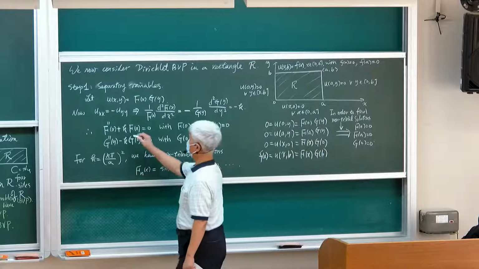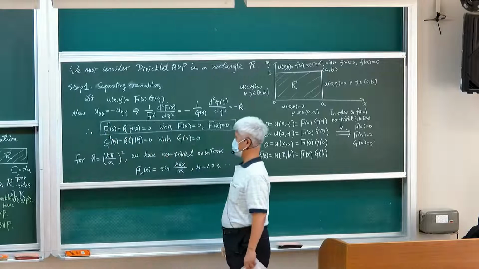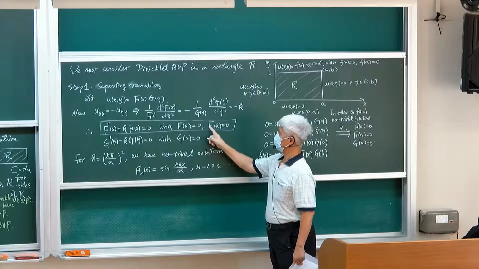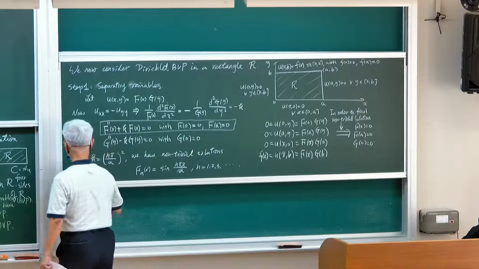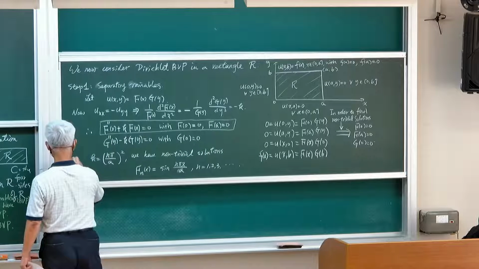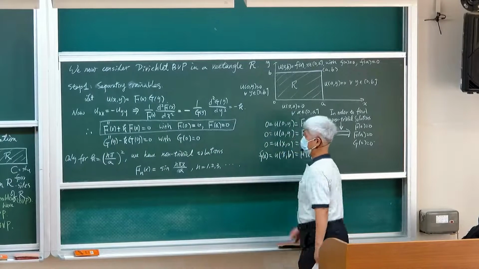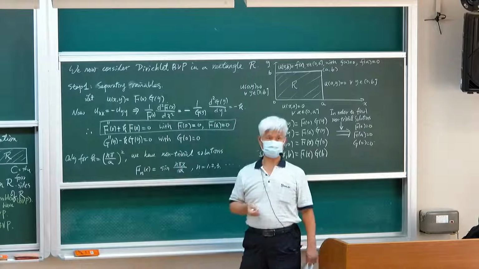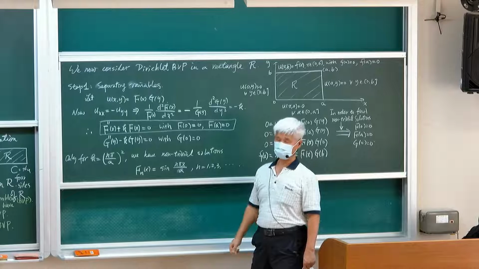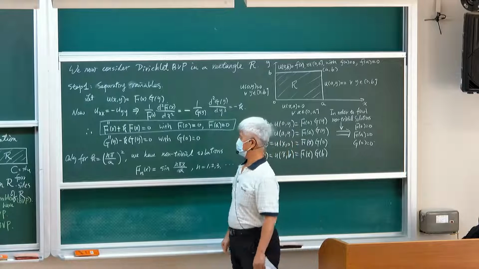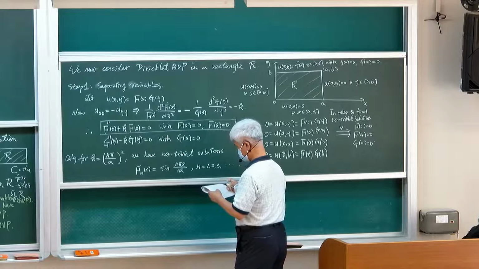Okay, so for this ODE with these two boundary conditions, I will say only for certain k; for other k, there are no non-trivial solutions. As we have already seen, we have the Fn here.